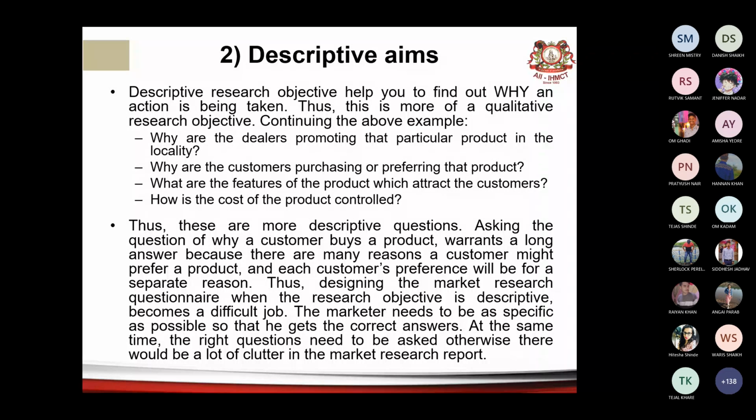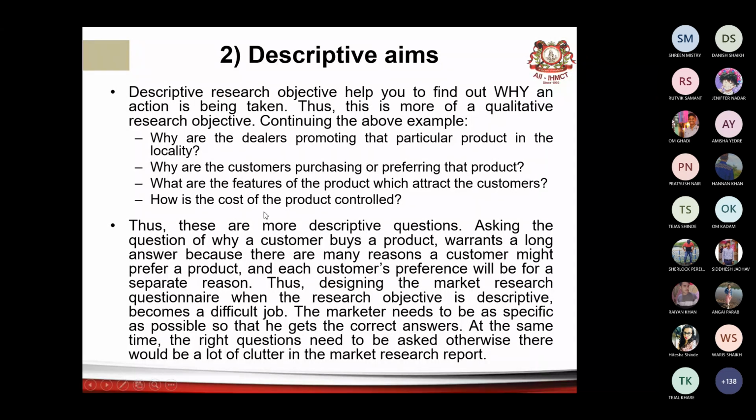Now this is research, isn't it? I asked a very simple question and I got two simple answers. But it can be a full-fledged research, and in that maybe these two might be the answers you will get for your question. Why are the customers purchasing or preferring that product? Over here it can be the eating quality, maybe the shelf life, the preservation, or the technique used in preservation without using a lot of preservatives, so it is more organic. It can be anything. What are the features of the product which attract the customers?